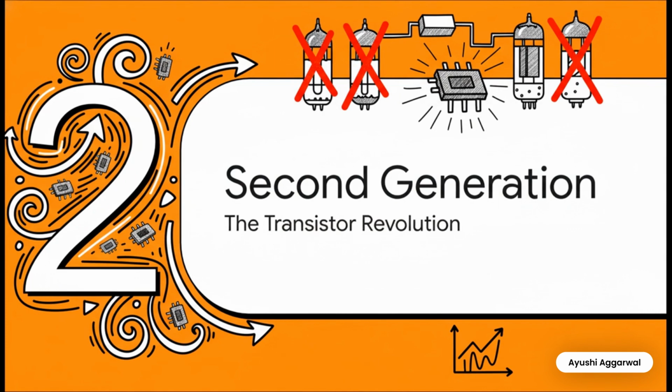So you've got these massive problems, right? Size, heat, cost. It's a mess. How do you even begin to solve them? Well, the answer came in the second generation. And let me tell you, it wasn't just an improvement, it was a full-blown revolution. And it was all thanks to one tiny little heroic invention, the transistor.